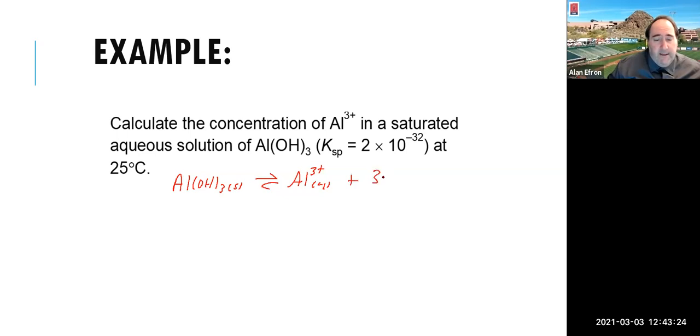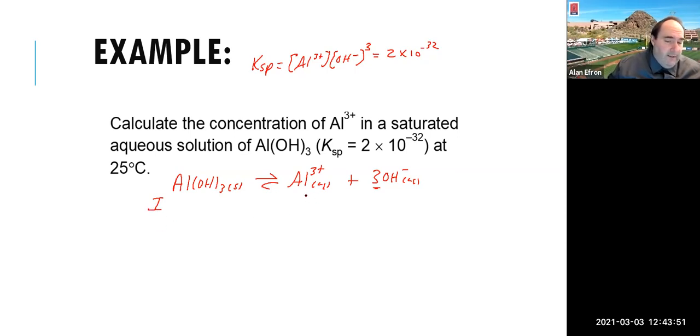And we should actually get 3 hydroxides in this particular case. We're given the Ksp, which the Ksp expression would then be our aluminum times our hydroxide. Again, we do need to cube it because of the 3 that's there. And that would equal 2 times 10 to the minus 32. So again, we are just given our Ksp, so we need to do an ICE table.